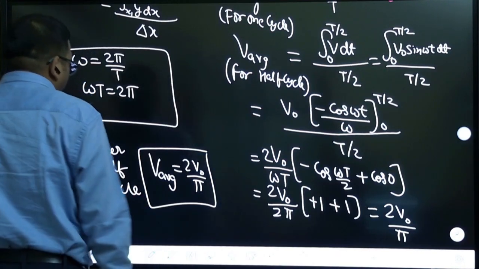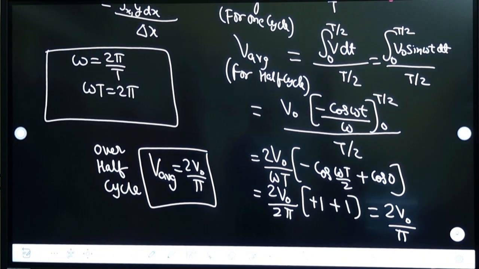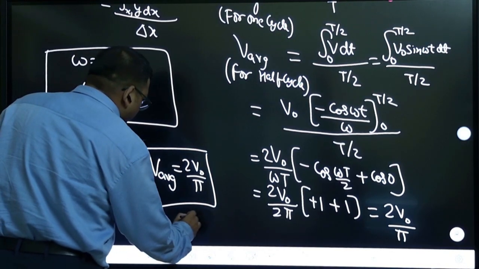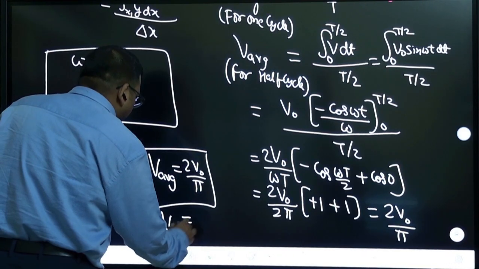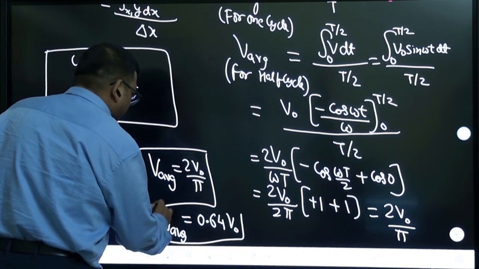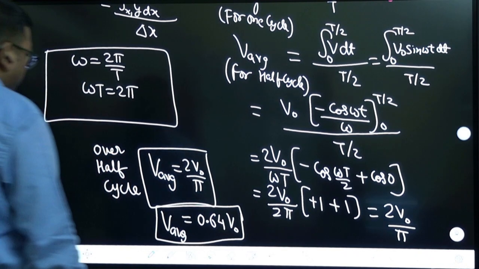It is 0.6, approximately, nearly 0.64 we can take, I think. Let us take 2 digits. So the average value will be 0.64, correct.